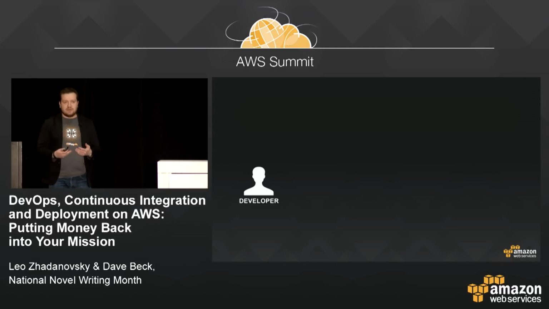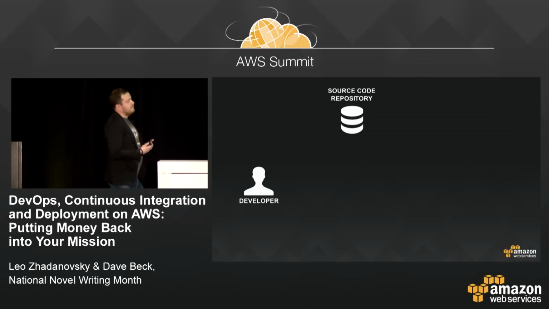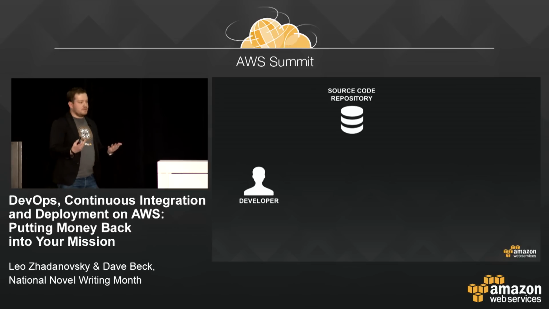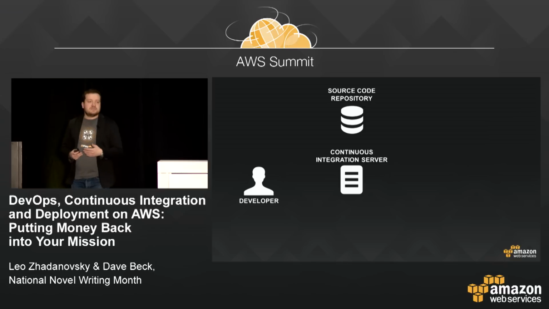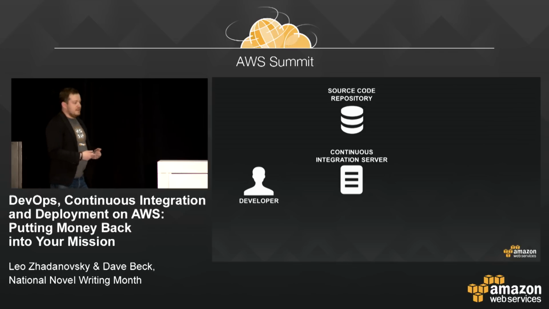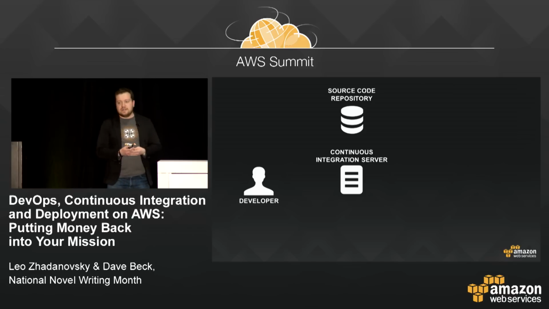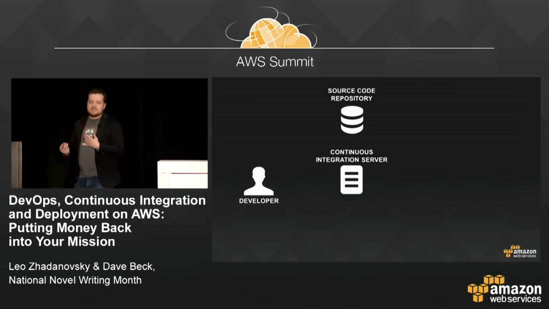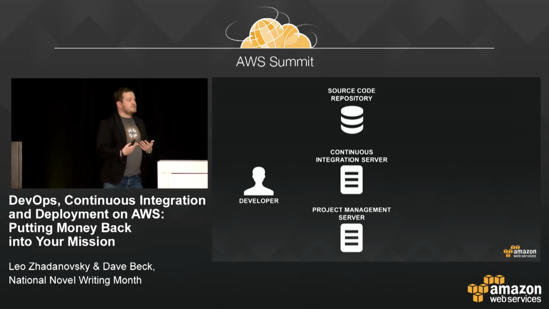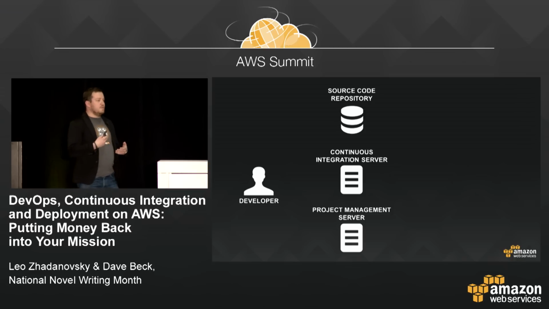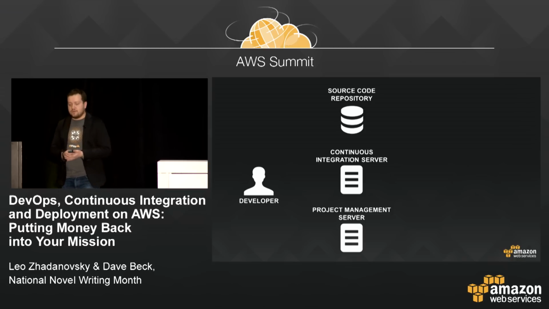You're the developer, you're writing your code, you've got your source code repository, so Git, Subversion, GitHub, CodeCommit, whatever you prefer to store your source code in. And you've got your continuous integration server. That could be AWS CodePipeline, when that comes out, it could be Jenkins, it could be Travis CI, again, whatever you prefer to do your continuous integration with. And then you've got your project management software, which just lets you keep track of your tasks. What are you working on? What do you have to do in the next sprint? And so on and so forth.